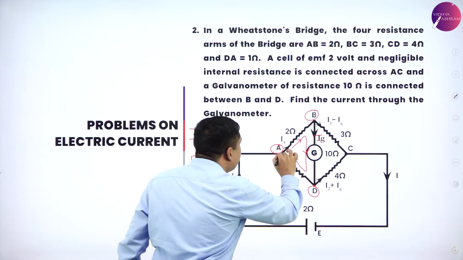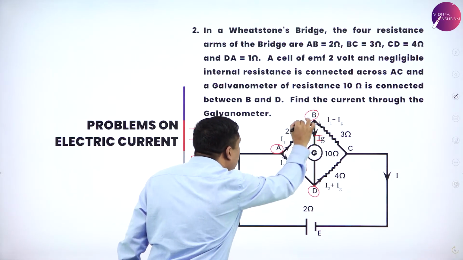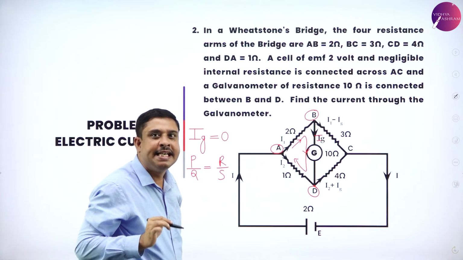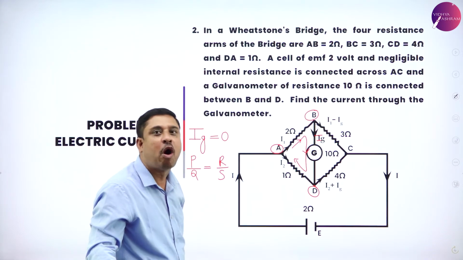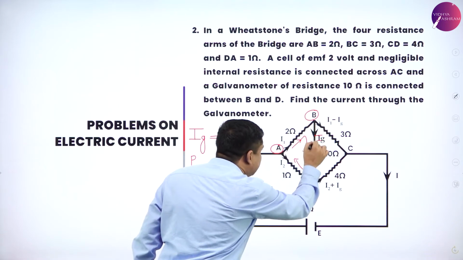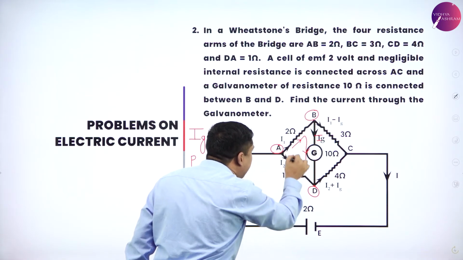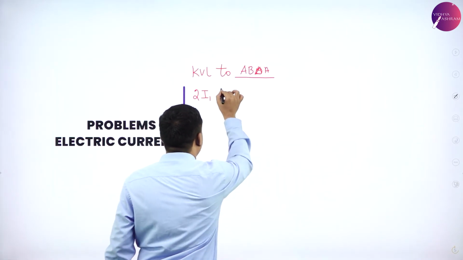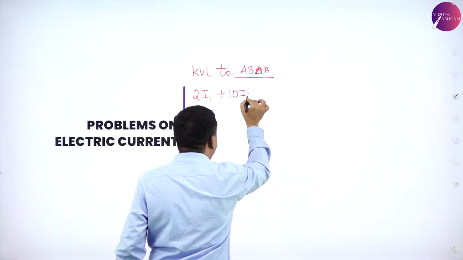Next, which is the current flowing through this part of the mesh? Ig. Is Ig positive or negative? It is positive. Why? Again, Ig is also flowing in the same direction. So we have plus 10 times Ig.